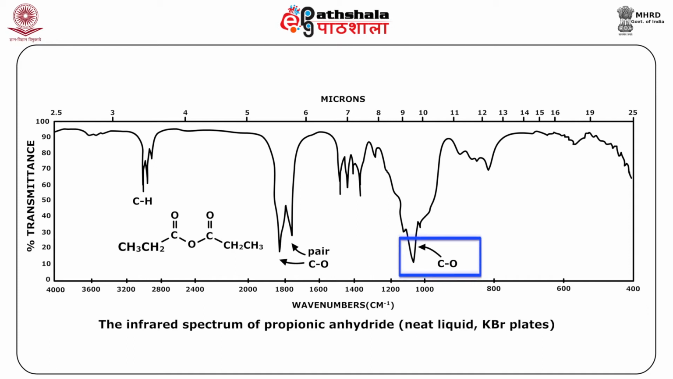Anhydrides also show a strong and broad CO stretching band in the range of 1300 to 900 cm inverse for open chain anhydrides. Now this is clearly seen in the IR spectrum shown in the figure, which belongs to propionic anhydride done as a neat liquid with KBr plates, and you can see the various values that I have stated before.